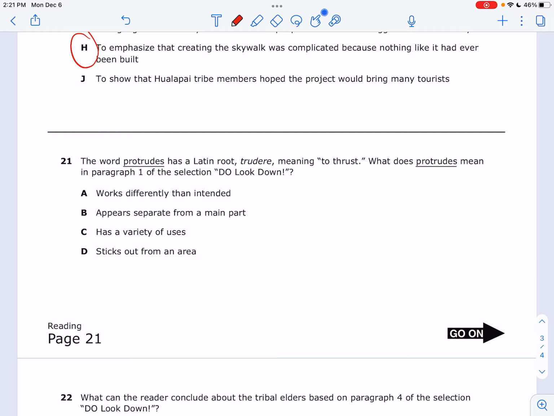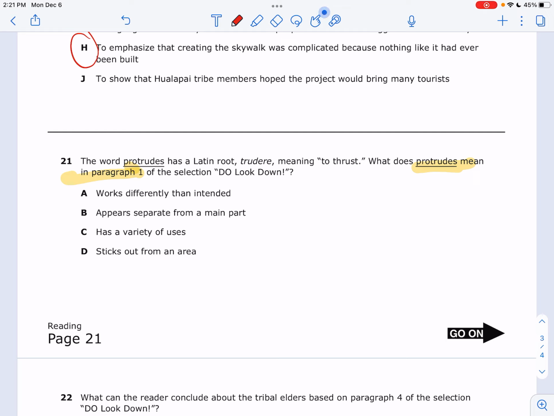Number 21. The word protrudes has a Latin root, trudere, meaning to thrust. What does protrudes mean in paragraph 1 of the selection do look down? Okay, so I told you this word was going to show up again. So what does it mean in paragraph 1? Okay, so I'm going to read all the options that it gives me and then decide which one is the best one.